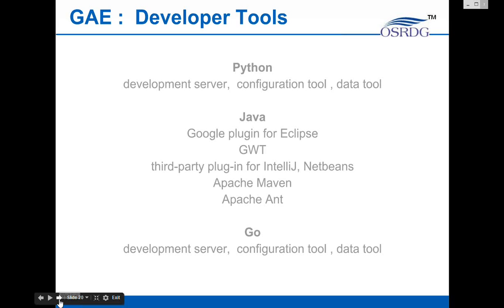Then in Java, there are development tools like the Google plugin for Eclipse. Eclipse is one of the leading IDEs, and GWT is of course proprietary from Google. It helps you to develop the front end using Java. At the same time, you will get it as optimized JavaScript, and it will be browser agnostic. Then there are third-party plugins for IntelliJ and NetBeans, which are integrated development environments, IDEs. IntelliJ and NetBeans are also very popular in the IT developer community. Then Apache Maven and Apache Ant.